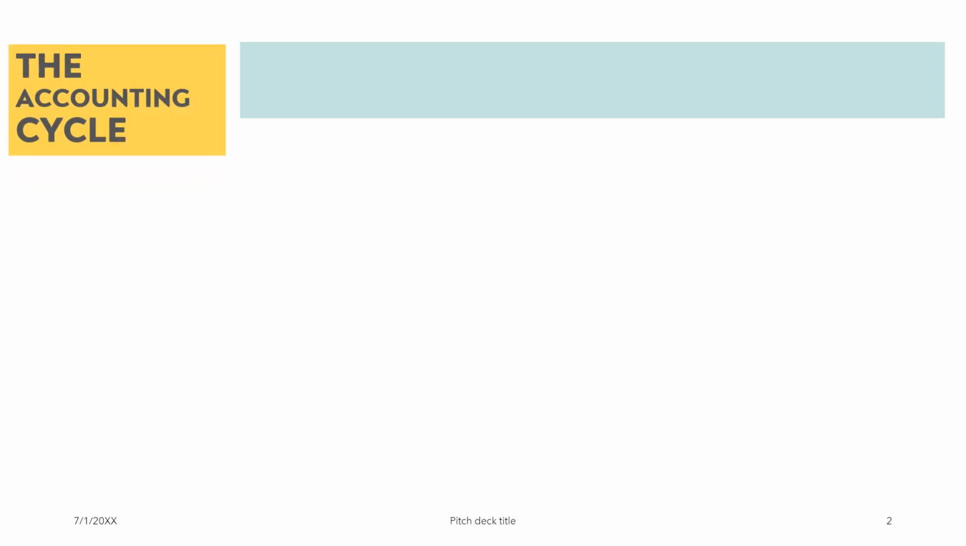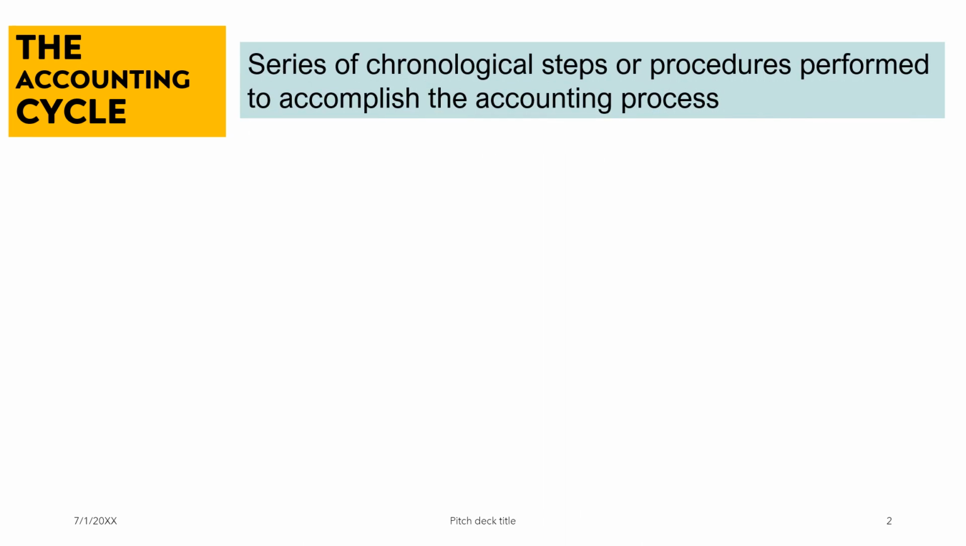Before we proceed to the first three steps in the accounting cycle, let us define what the accounting cycle is and what the steps involved in it are. The accounting cycle is a series of chronological steps or procedures performed to accomplish the accounting process. So you have to follow these steps before you can complete the accounting cycle.